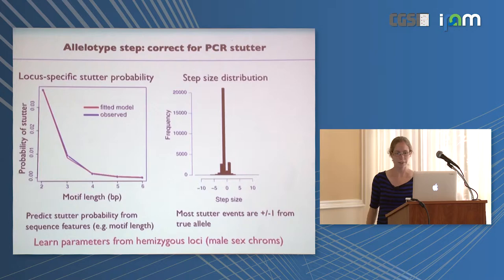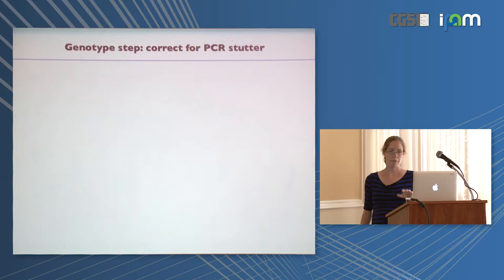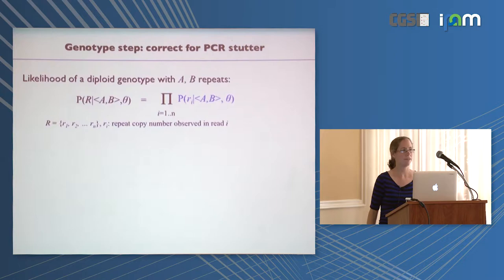Okay, so we can use what we learned about PCR stutter to build our likelihood model for STR genotypes. Basically, the data that we have at each locus is just a vector of, for each read, how many repeat copies of our STR were observed. We put this into a likelihood model where we'd like to know the probability of seeing this data in our reads, given some underlying diploid genotype and our stutter model.